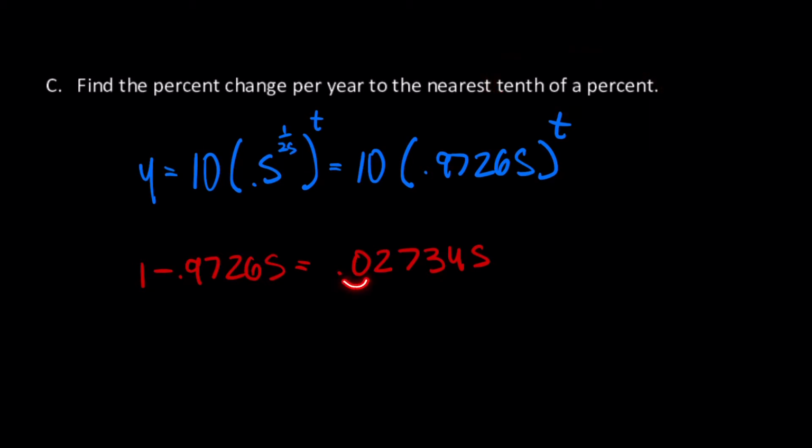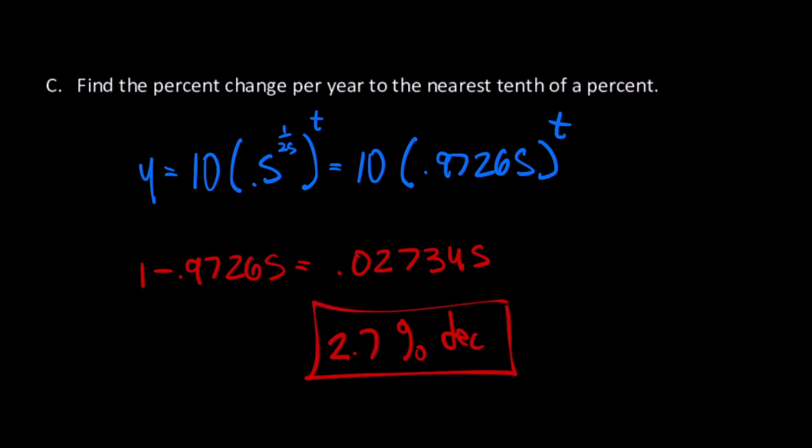So first, I would have to get the percent. That would be 2.7345, and then round this, so that stays 2.7. So this is going to be 2.7% decrease. Why is it a decrease? Because this B value here is less than 1. Okay.